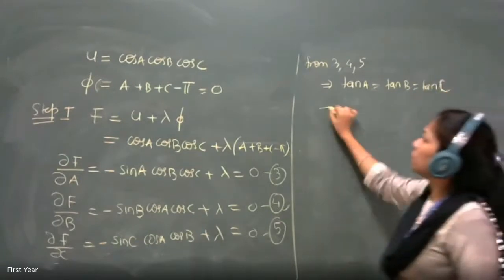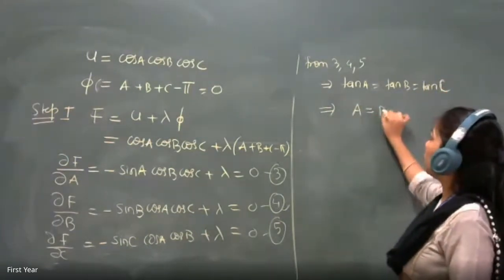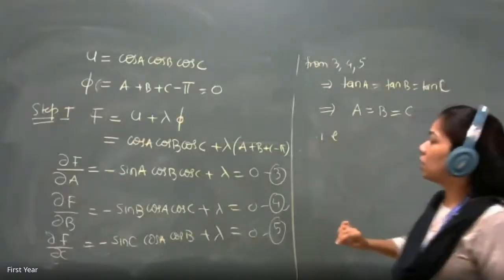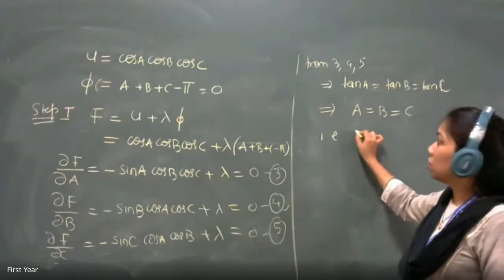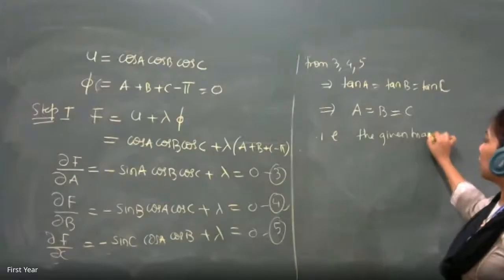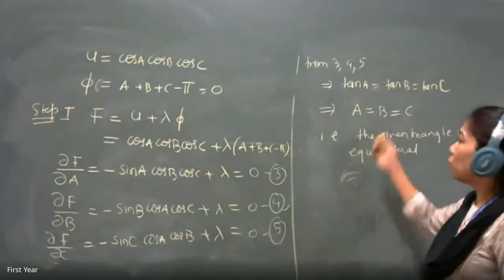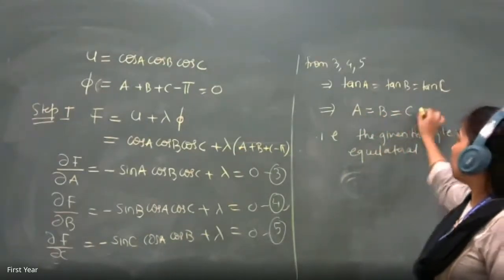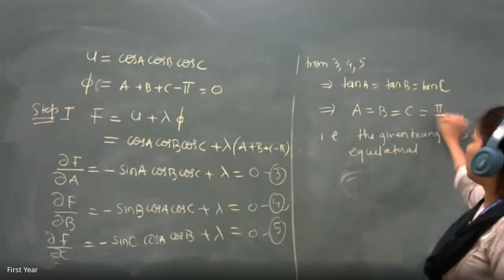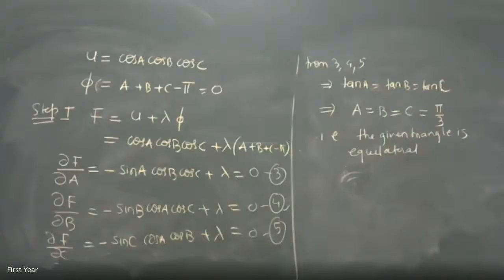When is this possible? When A equals B equals C. That is, the given triangle is equilateral. Yes, equilateral. And A plus B plus C is equal to pi, therefore each angle is pi by 3, that is 60, 60, 60. So the given triangle is equilateral.